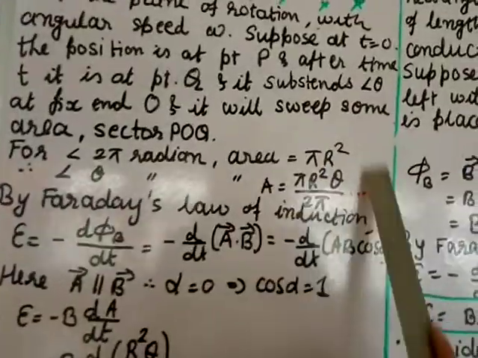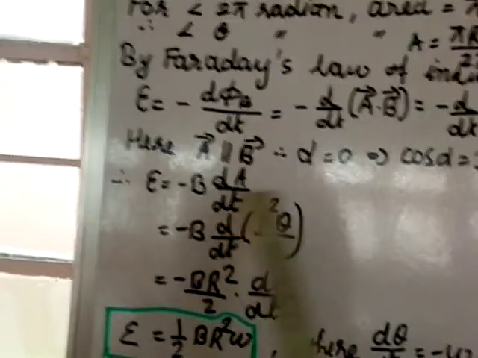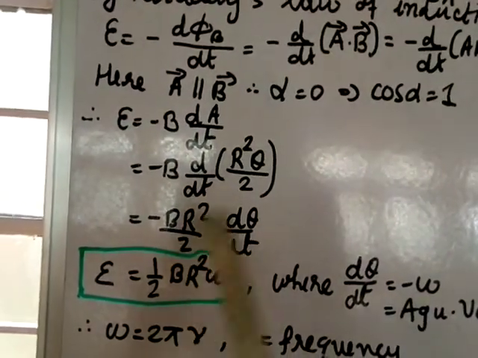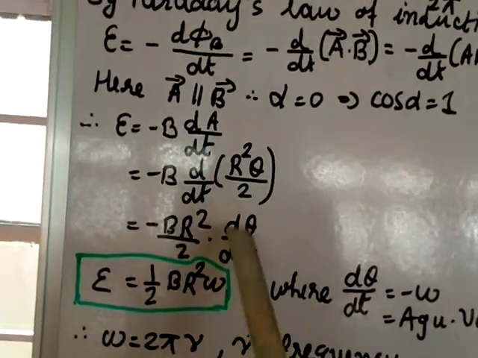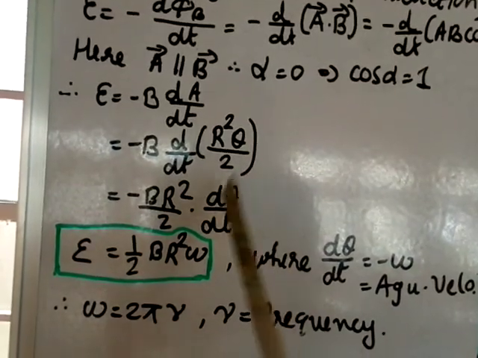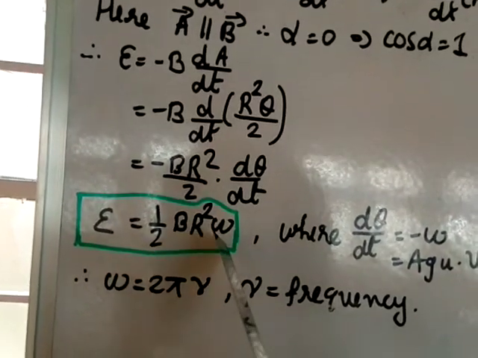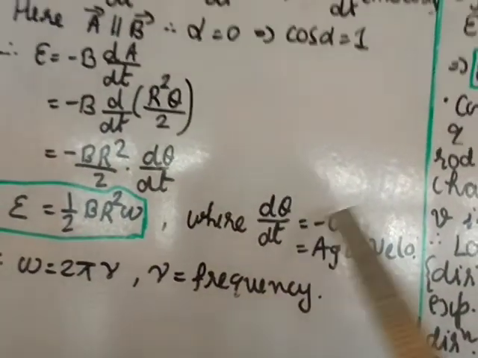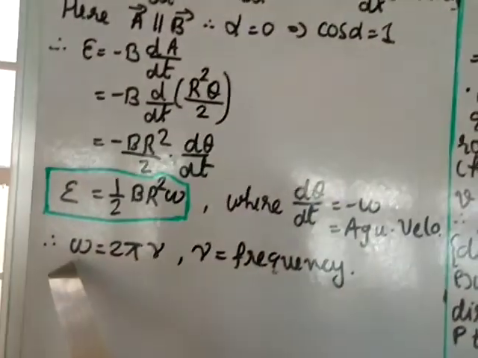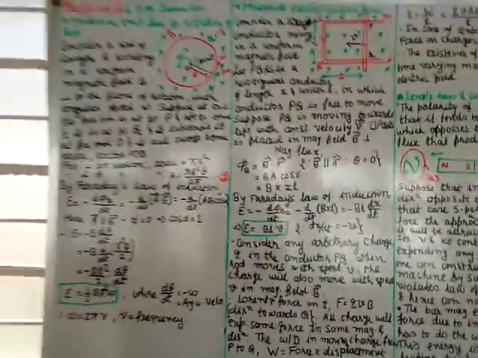Put the A value from here. Here you can cut pi. So you get r square theta by 2. Now r, the length of the rod, will not change, so I take it out. 2 is fixed. Theta will change, so d theta by dt will come. What is d theta by dt? This is the change in angular displacement, that is nothing but the angular velocity, omega. So E is equal to 1 by 2 B r square omega. D theta by dt is taken as the angular velocity omega. If you want to write it in frequency form, then omega can be written as 2 pi mu, where mu is the frequency. We'll keep this much. Thank you very much.